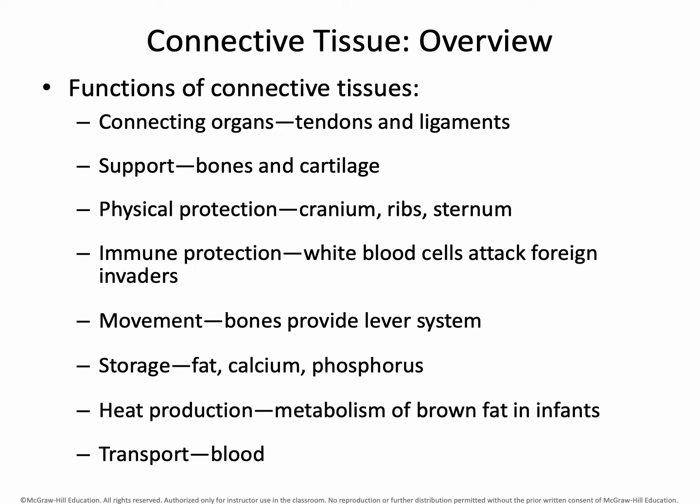Heat production will save for more muscle. I'm not looking at brown fat. We're not separating the different types of fat. We're just looking at adipose, or transport blood is a good one too. I mean, so many things are transported in blood.